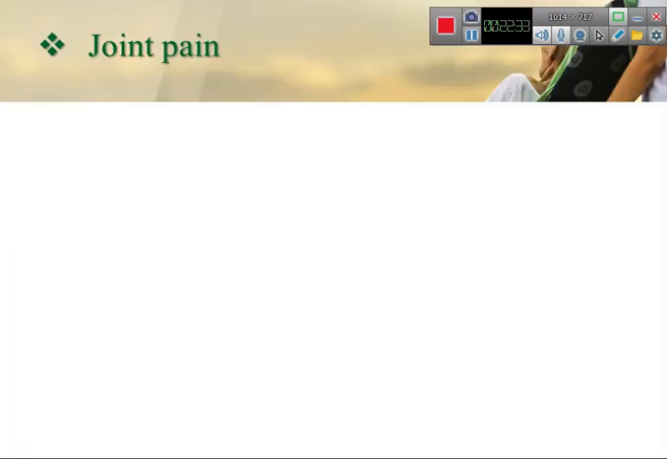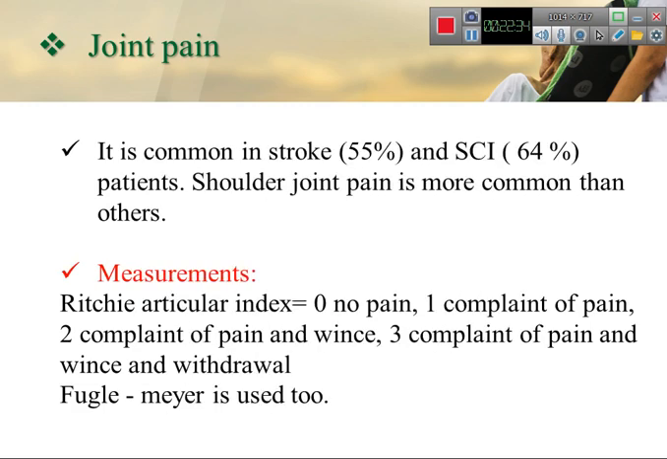The last problem is joint pain. It is a general topic. It is common in stroke patients, 55%, and SCI patients, 64%. And the shoulder joint is more common than others. So we talk about shoulder joint pain.